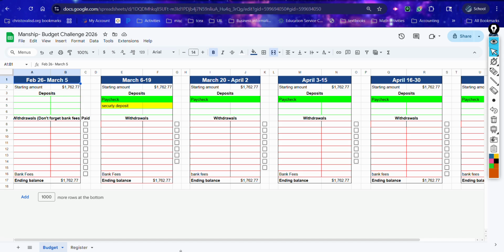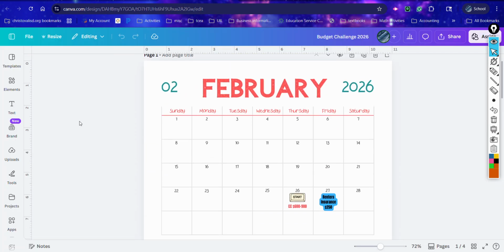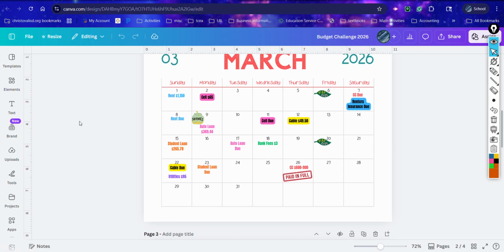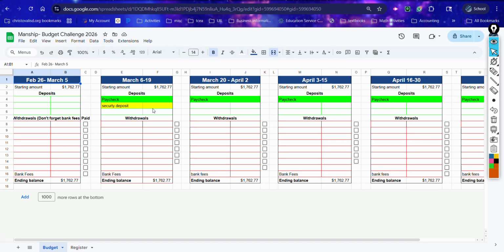And so we are going to go through changing from our calendar, where we recorded when everything needs to be due, to moving it into our budget challenge. It's based on getting paid every 2 weeks. And so I need to figure out what I need to pay each time.